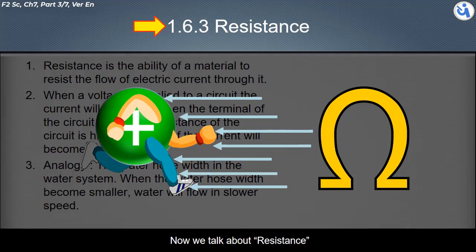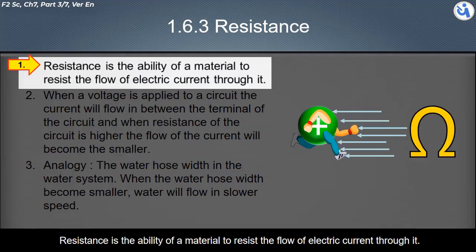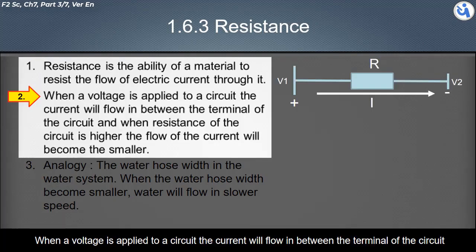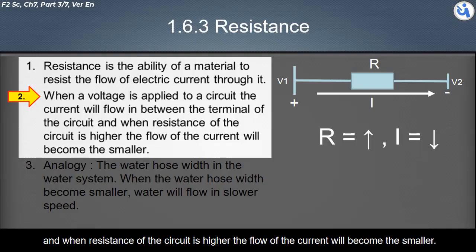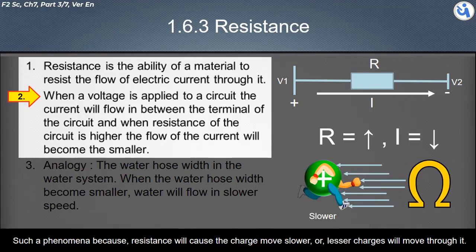Now, we talk about resistance. Resistance is the ability of a material to resist the flow of electric current through it. When a voltage is applied to a circuit, the current will flow between the terminals of the circuit, and when the resistance of the circuit is higher, the flow of the current will become smaller. Such a phenomenon occurs because resistance will cause the charges to move slower, or fewer charges will move through it.